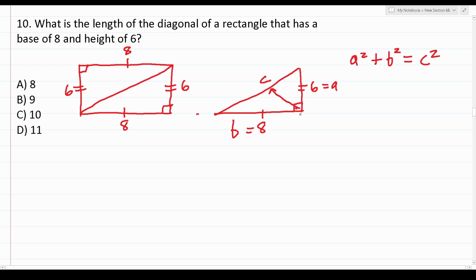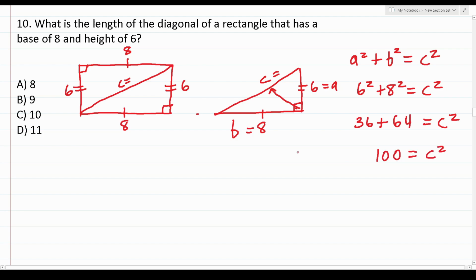So all we have to do is plug those values in accordingly and solve for C. As you can see, C here is the same thing here. So once we solve for C, we'll know the length of this diagonal. So A, I let be 6, so this is 6 squared, plus B, which is 8, so this is 8 squared, equals C squared. 6 squared is 36. 8 squared is the same as 8 times 8, which is 64, equals C squared. All right, 36 plus 64 is 100.